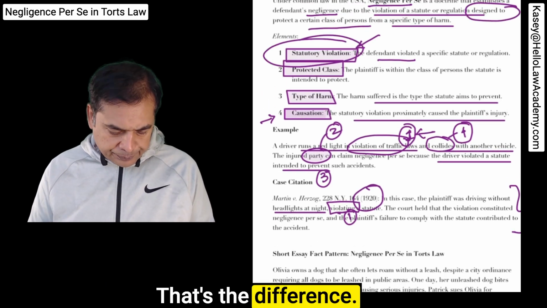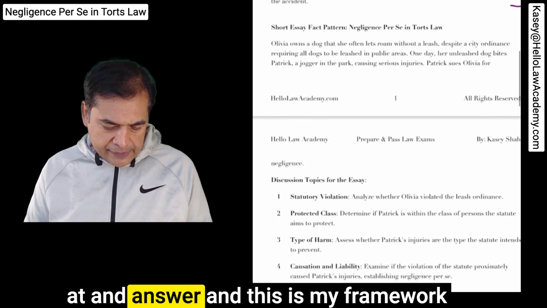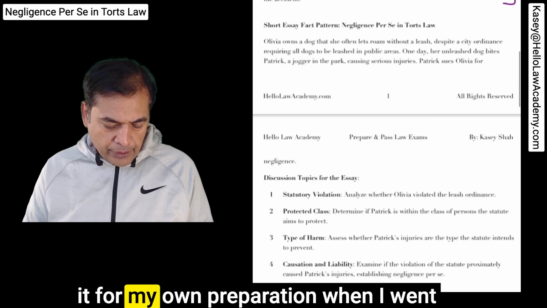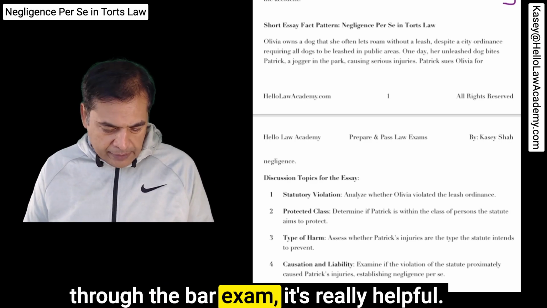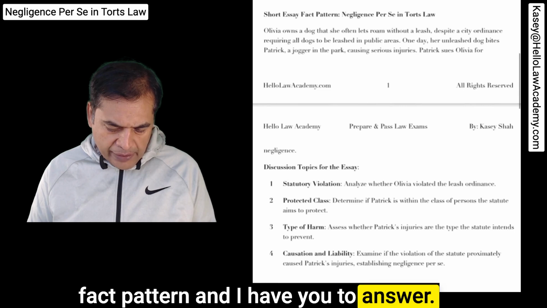That's the difference. Okay, I do have a short essay for you to look at and answer. This is my framework that I use for all my training, and I used it for my own preparation when I went through the bar exam. It's really helpful. For the short essay, I create a very short fact pattern, and I have you answer.